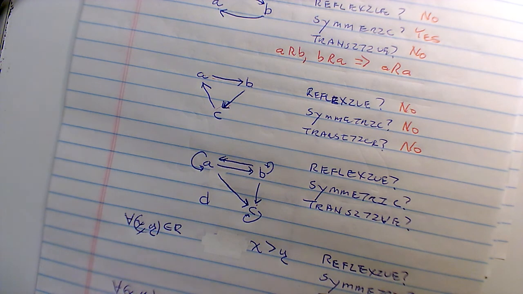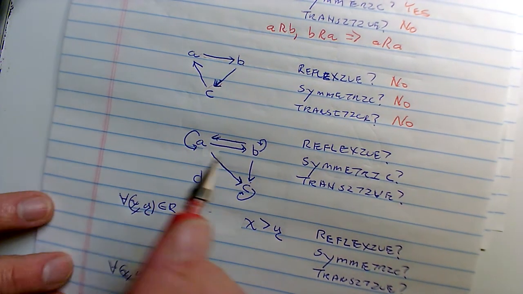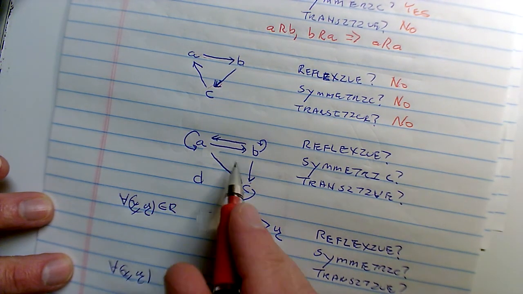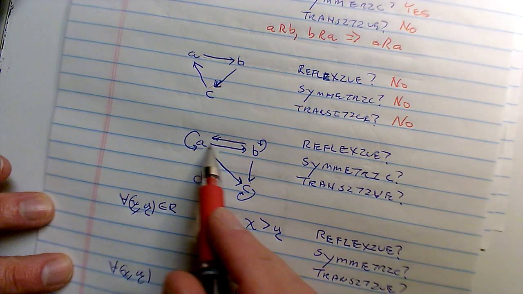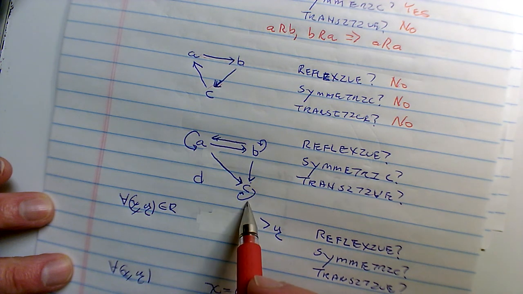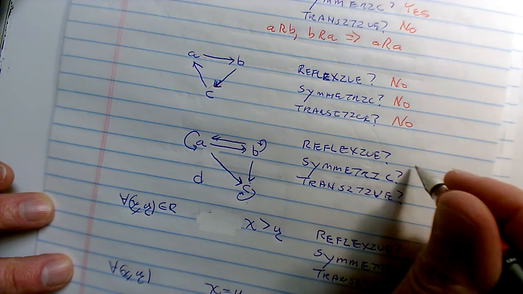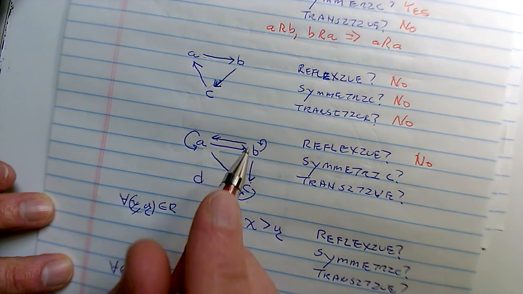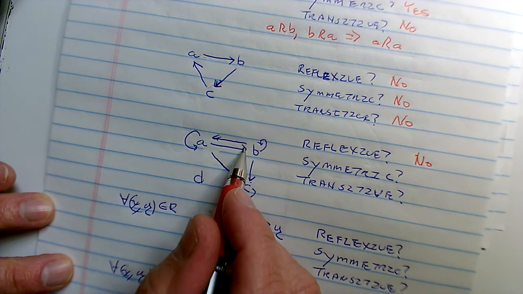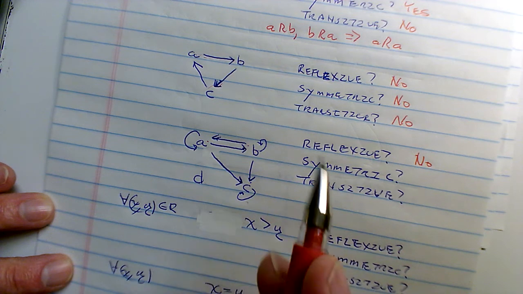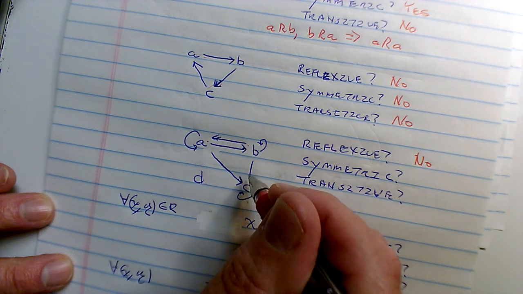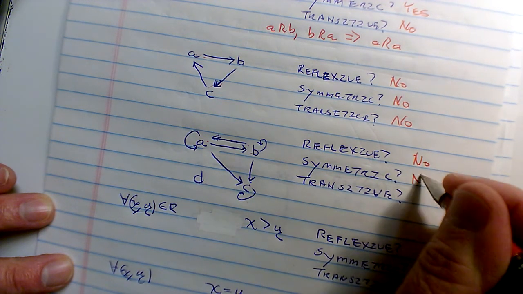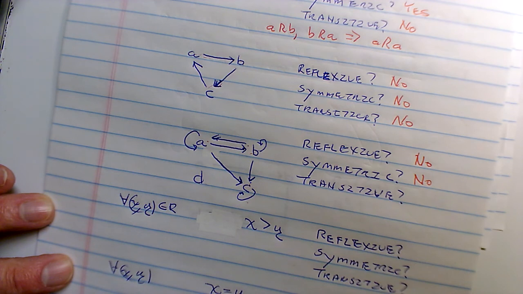But before doing this one, I changed it up a little bit to make it a better example. Is this one reflexive? Well, A relates to A, B relates to B, C relates to C, but D doesn't relate to itself, so it's not reflexive. Is it symmetric? For every instance where A goes to B, does B go to A? Well, it does there, but B goes to C, and C does not go to B, so it's not symmetric. How about transitive?